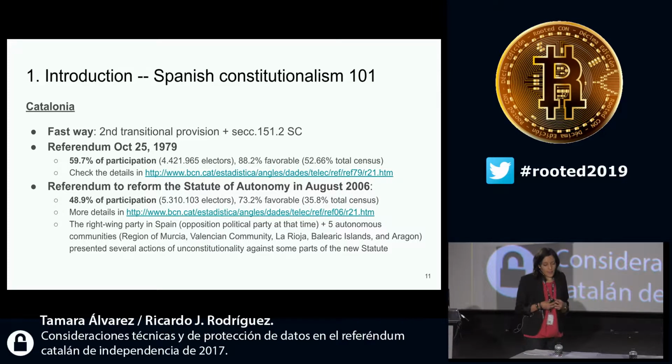However, if we go to the referendum to reform the Statute of Autonomy in August 2006, those percentages do change slightly. That Statute of Autonomy foresees its reform through the celebration of a referendum. Not everyone needs to have it, but here they have it. I do apologize, I need to have a quick drink of water.